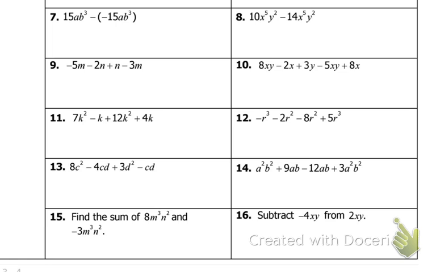Now, we want to do 11 because do you see this k squared? Is k squared the same thing as k? No, so that means it's not a like term with the k. Is there another k squared though? Yes, right there. These will be like terms. I have a k squared and a k squared, so I have 12 plus 7, 19, which should be 19k squared. Perfect.